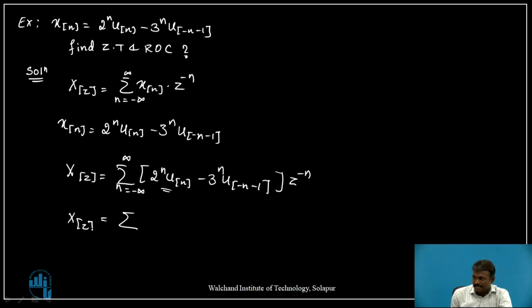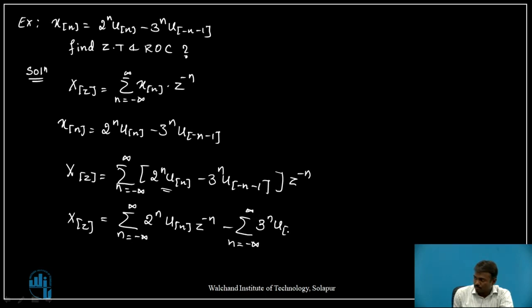Hence, x of z is equal to summation n equal to minus infinity to plus infinity 2 to the power n u of n into z to the power minus n minus summation n equal to minus infinity to plus infinity 3 to the power n u of minus n minus 1 into z to the power minus n here. Because of the unit step signal in both the terms, the limits of the summation are changed here.